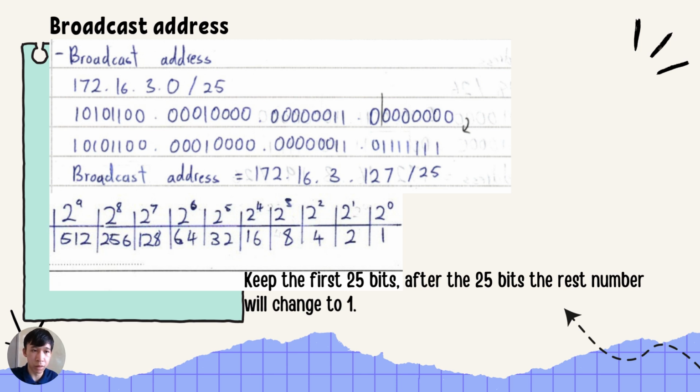Next, for the broadcast address, we need to convert the IP address into binary first, and then we need to keep the 25 bits of the data, and the rest after the 25 bits we need to change to 1. So after that, we will get the broadcast address that is equal to 172.16.3.127.